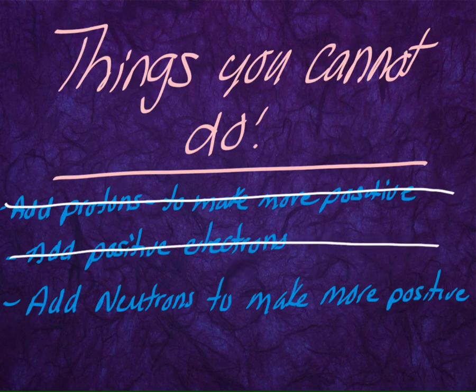Okay, we got that. How about adding more neutrons to make it more positive? There's two things wrong with this. One, you cannot add a neutron. Why? Because it's in the center of the nucleus. You would be splitting the atom yet again, the nucleus. You can't do that. So, no. And then the other thing is, you can't make it more positive by even doing that. Why? Because neutrons have no charge.